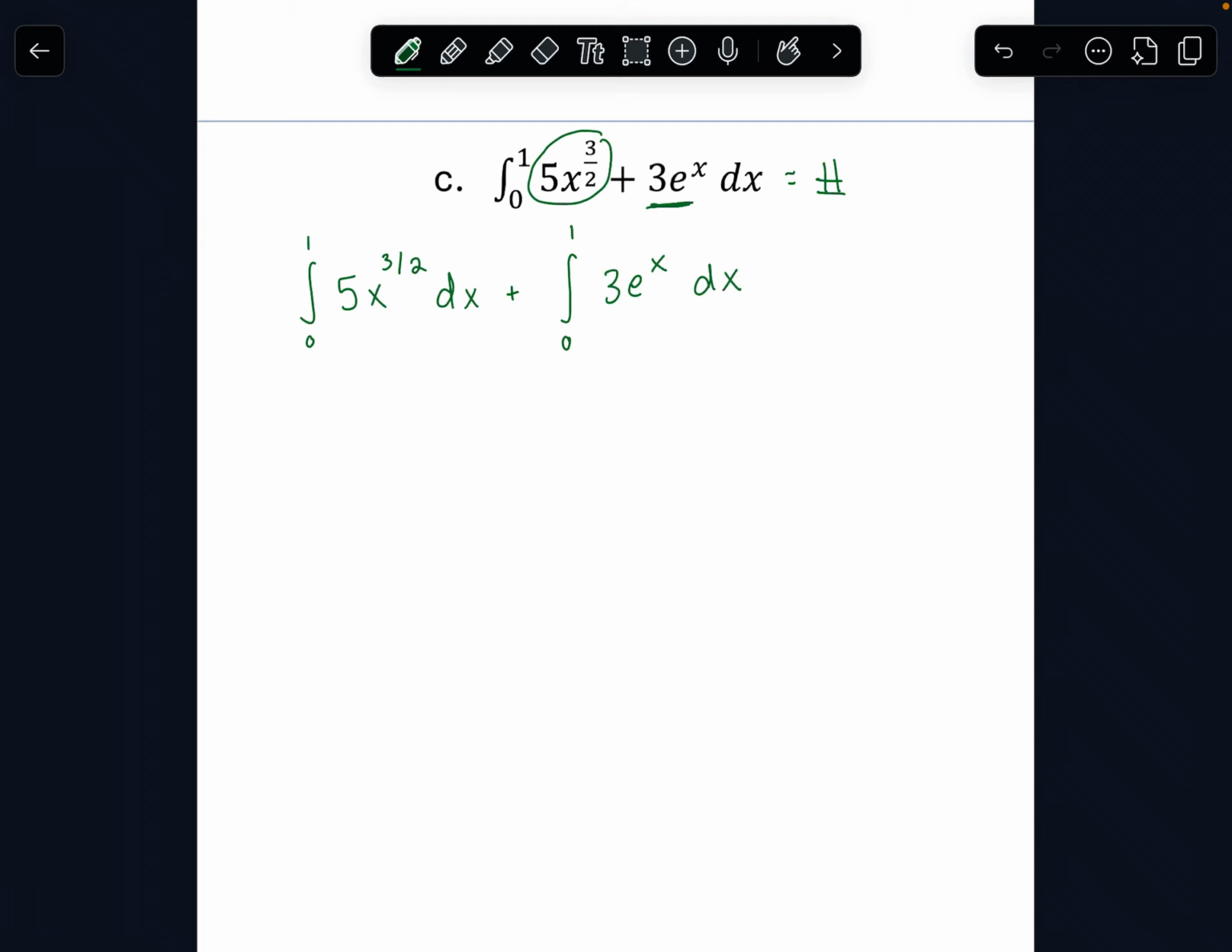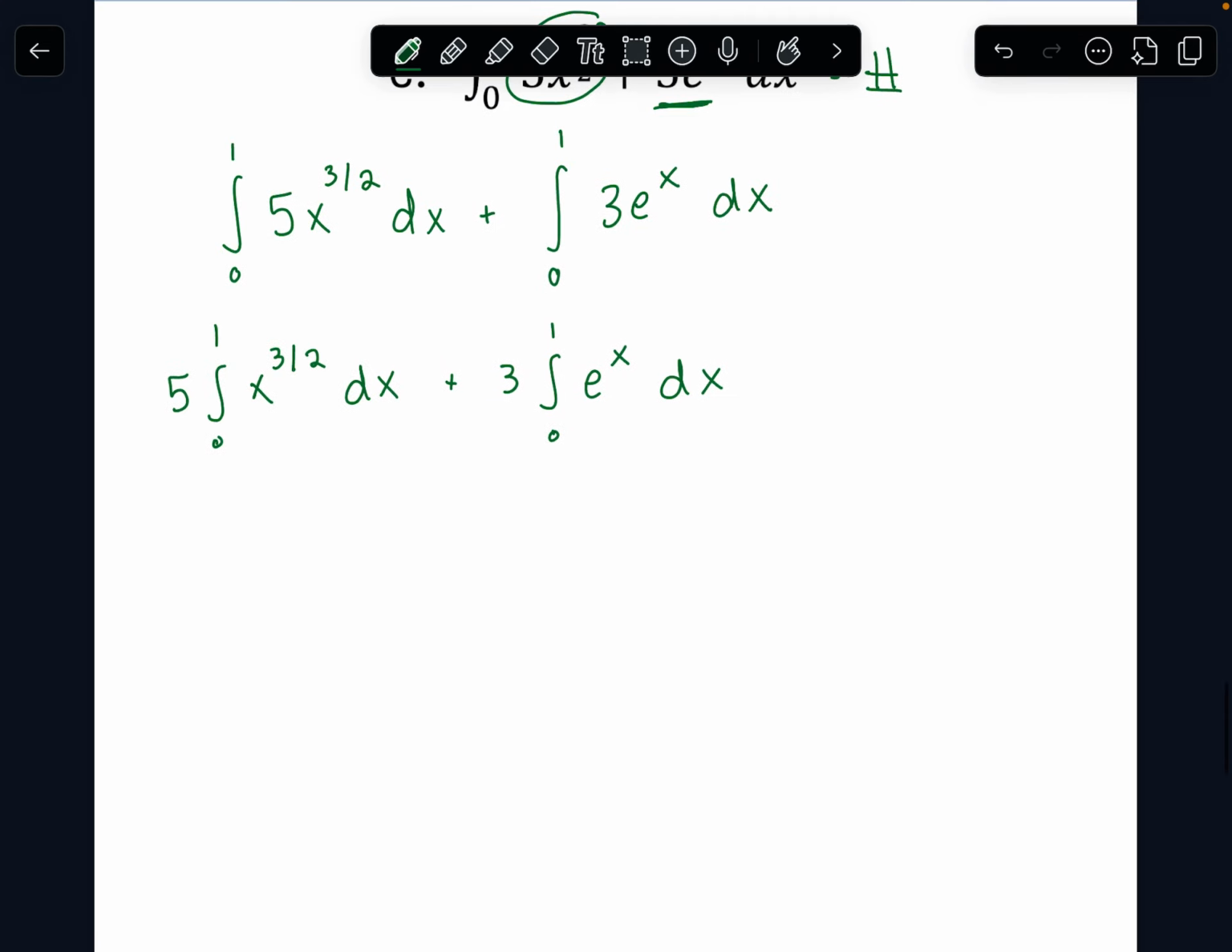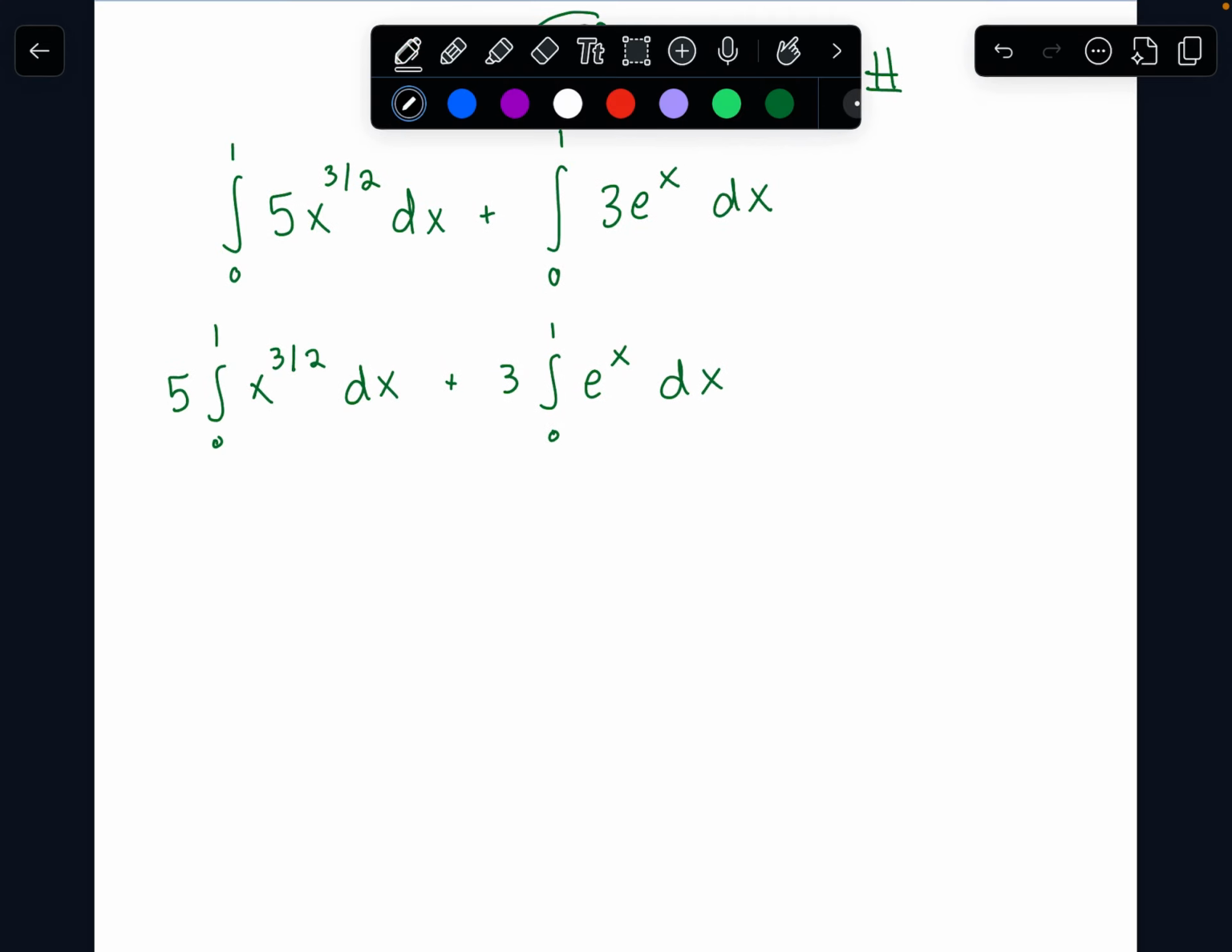Okay, so let's actually go ahead and pull those constants out in front too, so we don't have to worry about them yet. Just make sure to multiply them together at the end. All right, so this first one, we're gonna go back to that rule we have for powers of x.